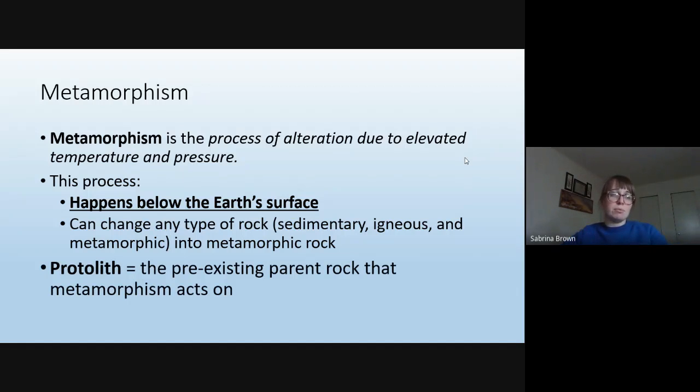And then something else that's really important in metamorphic rocks is understanding the term protolith, which is the parent rock or the pre-existing rock that is being changed by the process of metamorphism. So for example, we could take a sandstone, which is a sedimentary rock, subject it to the process of metamorphism, and create the metamorphic rock quartzite. We can take a shale, which is a sedimentary rock, subject it to the process of metamorphism, and create a slate.